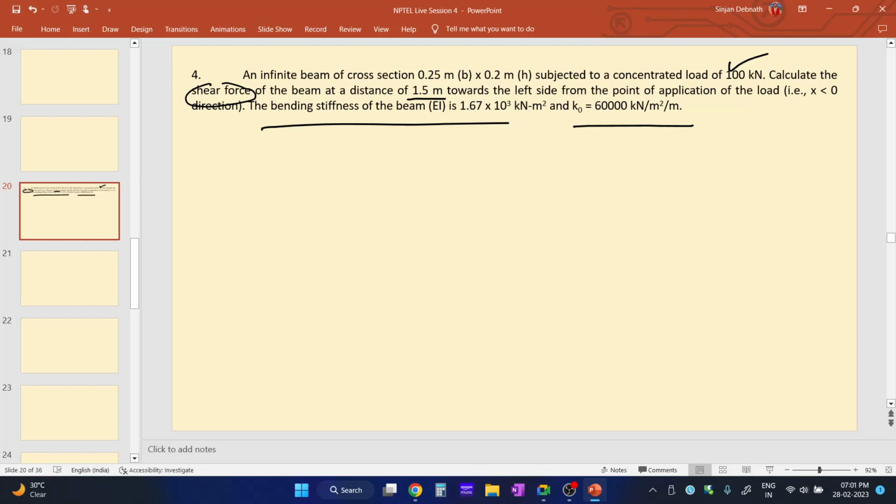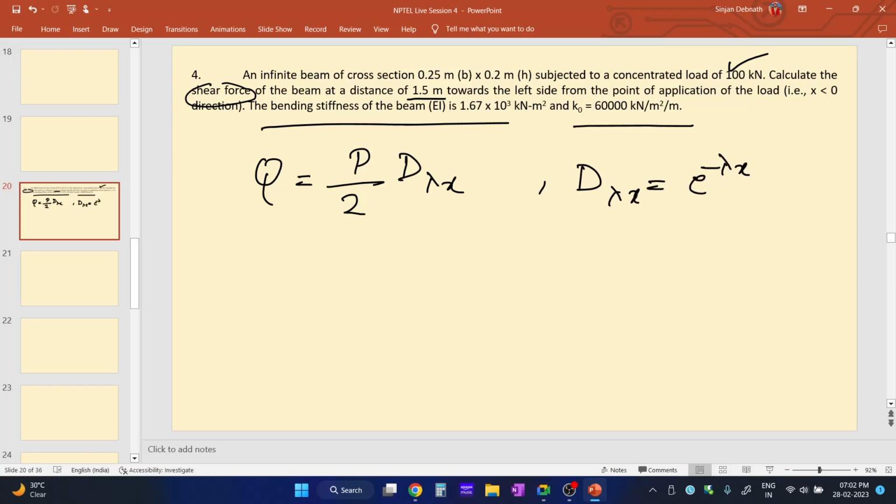So what is the equation for the shear force? Shear force can be represented by Q. So Q is equal to P by 2 into D lambda x, where D lambda x is equal to e to the power minus lambda x cos of lambda x.